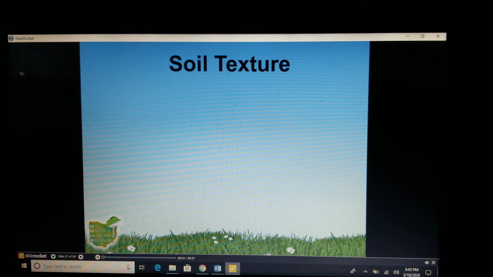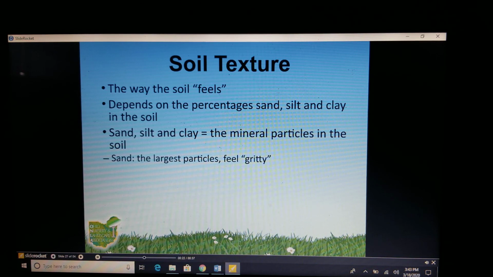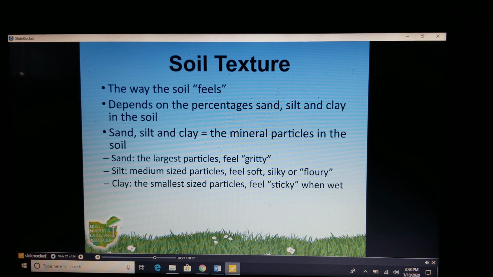From soil compaction, we are now going to discuss the texture aspect of soil's physical properties. Soil texture is the way a soil feels. What you feel when you rub soil between your fingers is determined by the percentages of sand, silt, and clay in the soil. Sand, silt, and clay are the mineral particles in the soil. Soil textures for the three mineral particles are gritty for sand, silky for silt, and sticky for clay. To separate clay soil from silty soil, wet the soil and form it into a snake by rubbing the soil between your hands. If the soil stays together, it has a high percentage of clay.